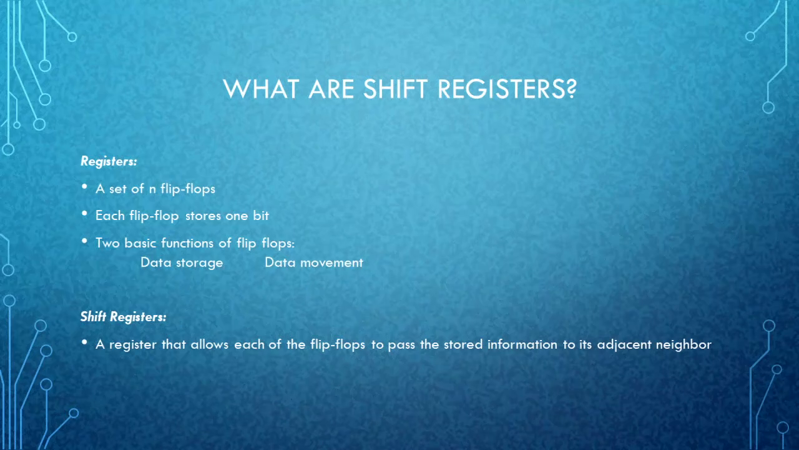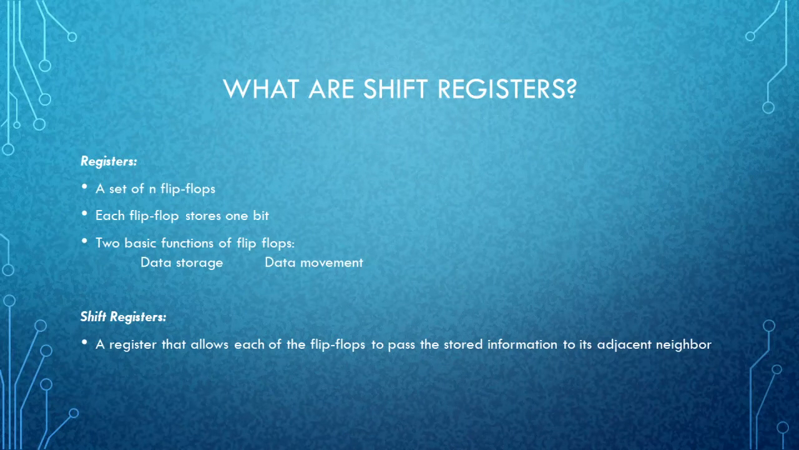So now, first of all, what are registers? A register is a set of flip-flops. Each flip-flop stores one bit, we all know. Hence, a 4-bit register means it has 4 flip-flops, and an n-bit register has n flip-flops. That is, n bits are stored.